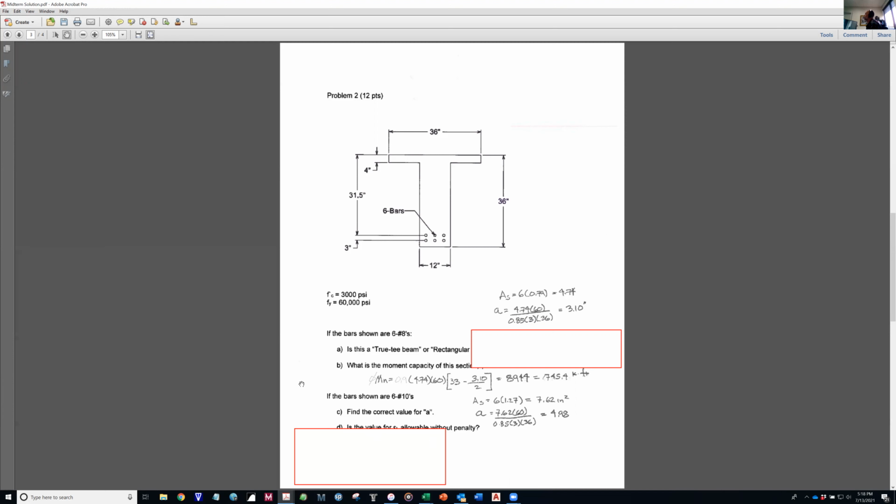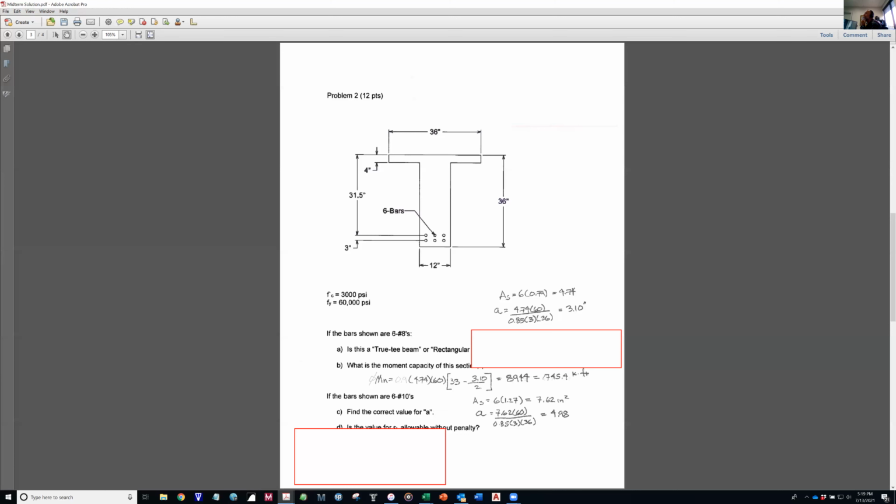Now, if the bars shown are 6 number 10s instead of 6 number 8s, find the correct value for a. So As is 6 times the area of a number 10 bar, 7.62 inches squared. So a is AsFy over 0.85 f'c b. That's 4.98. 4.98 is greater than 4.